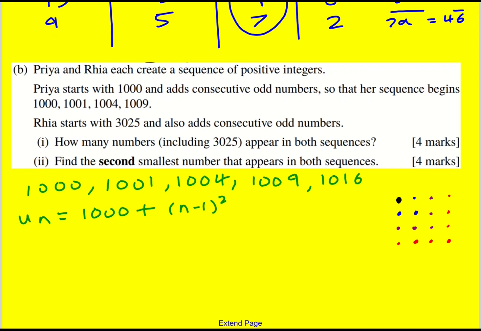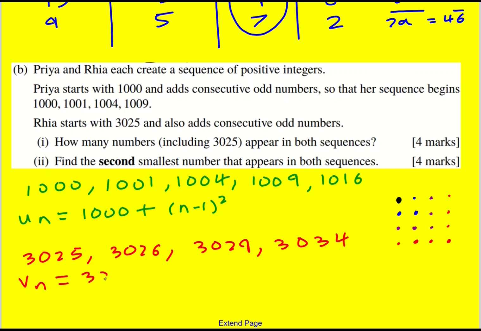Now for the other one, it's going to be 3,025, also adding consecutive odd numbers. I'll write it down: 3025, then 3026, then 3029, then 3034, so I'm adding 1, then 3, then 5. And now I'll say Vn, the nth term, is going to be 3025 plus (n minus 1) squared.